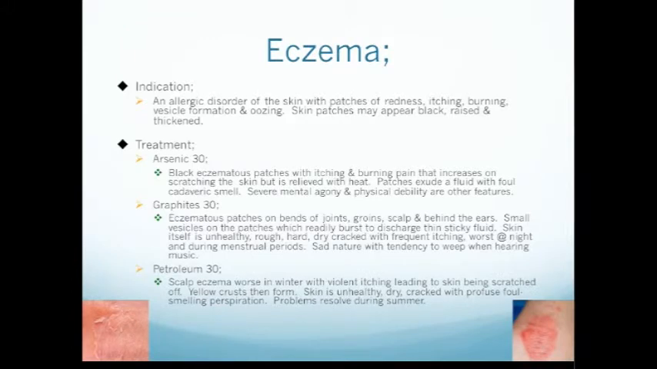Petroleum 30 is good for eczema that has the scalp worse in the winter with violent itching, leading to the skin being scratched off. There may be yellow crusts that then form. The skin appears unhealthy, dry, cracked, with profuse, foul-smelling perspiration. These problems improve during the summertime.